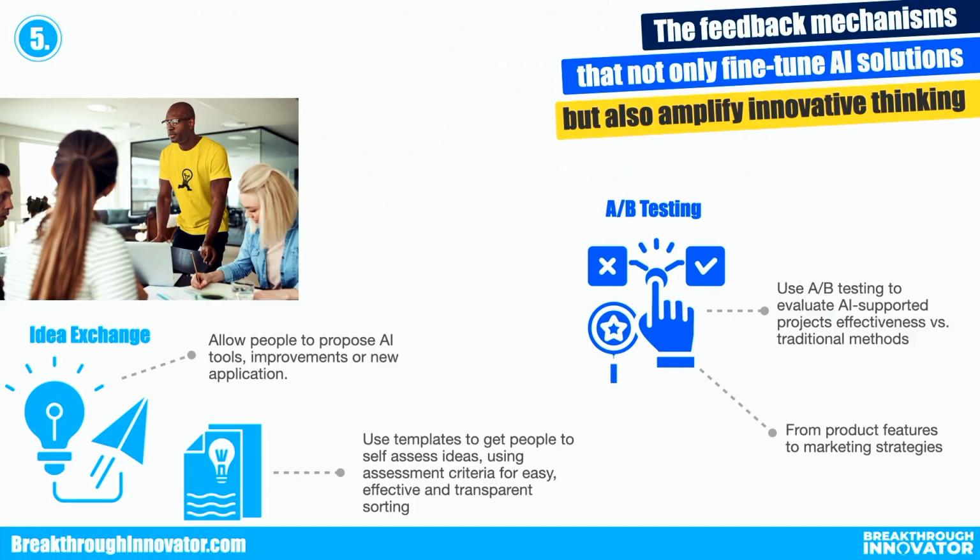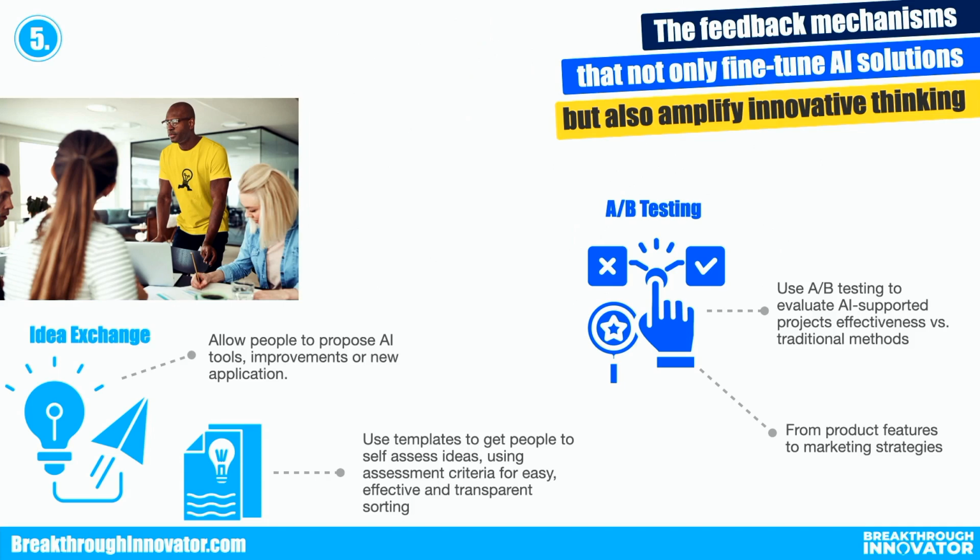And the other two feedback mechanisms that we can use to fine-tune our AI and amplify our innovation is to have idea exchanges and A/B testing. And it's pretty simple when we think about it. An idea exchange is where we allow people to share new tools, some new applications, and also what they think they can do to improve the AI.